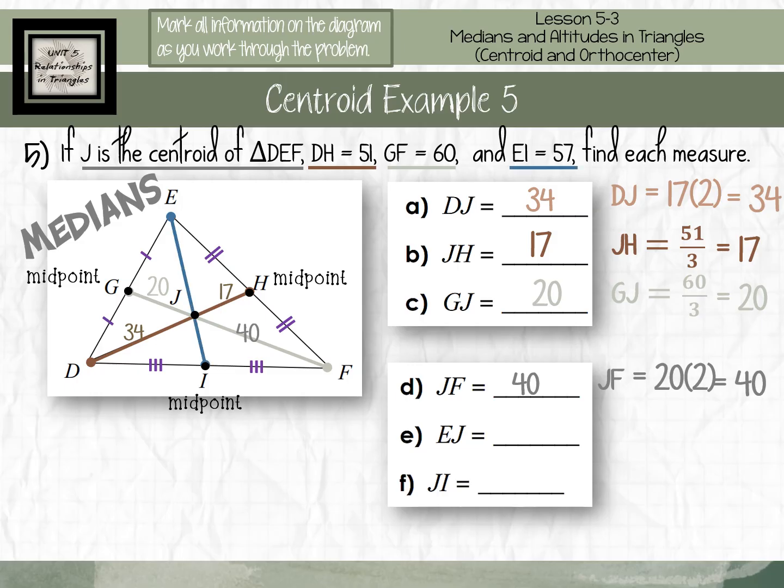Length of segment EI is 57. That's that entire median. Easiest part, of course, is to get the shorter part. Divide by 3, we get 19, and we just double it to get the longer end.